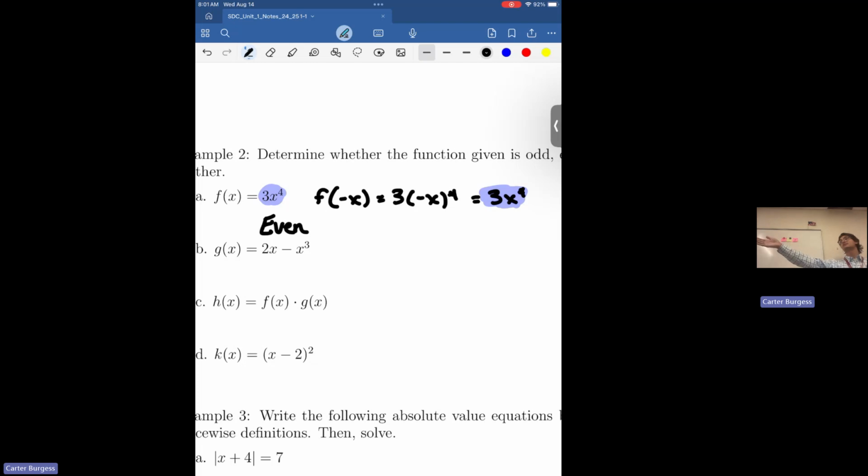Not a bad idea from Oliver. It probably would work, right? If you plug in 2, you plug in -2, you get the same thing. That's pretty good evidence that it's going to be even, unless you just got really unlucky. But I am warning you that you can get unlucky.